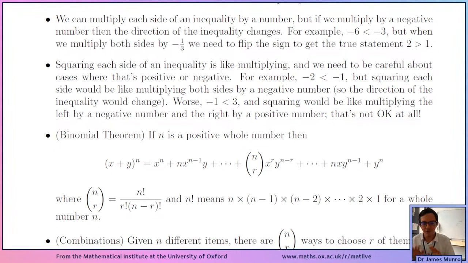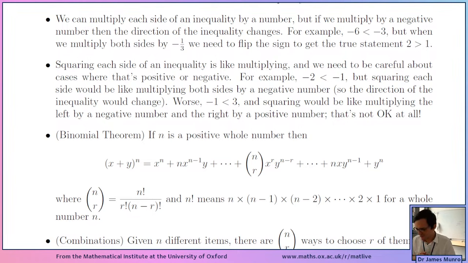Not so careful that you never do anything with an inequality, but be a bit careful when you're operating on inequalities. I've written out the binomial theorem there underneath this big equation. I think it looks more scary than it is. In particular, it tells you how to multiply out if you've got the same bracket lots of times and two terms inside the bracket, an x and a y.